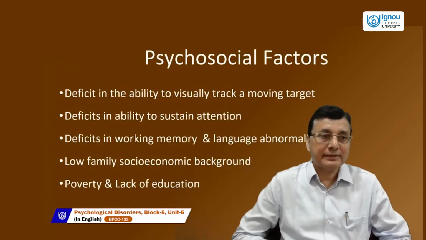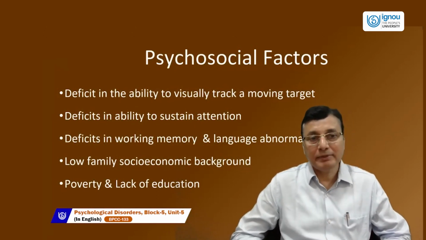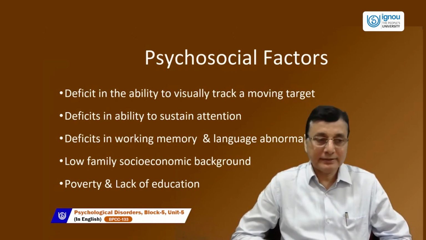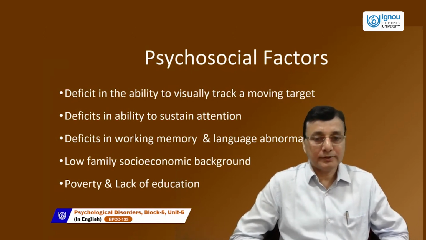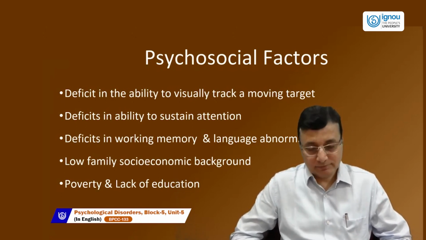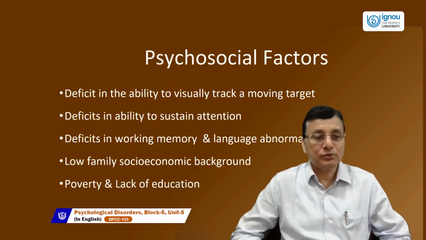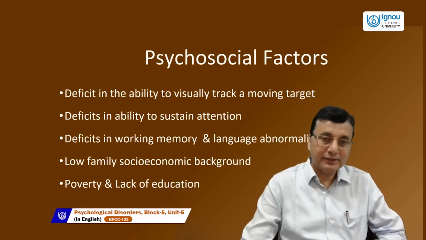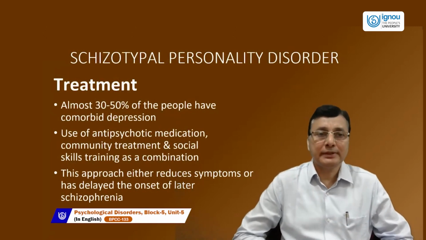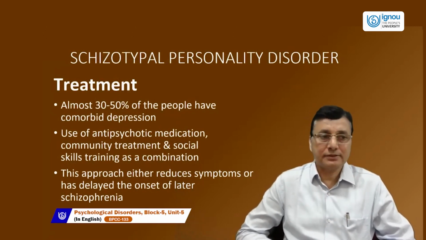And the psychosocial factors like deficit in the ability to visually track a moving target, deficit in ability to sustain attention, deficit in working memory and language abnormalities, low family socioeconomic background, then early childhood violence and abuse, poverty and lack of education. So, what are the treatments available for schizotypal personality disorder?